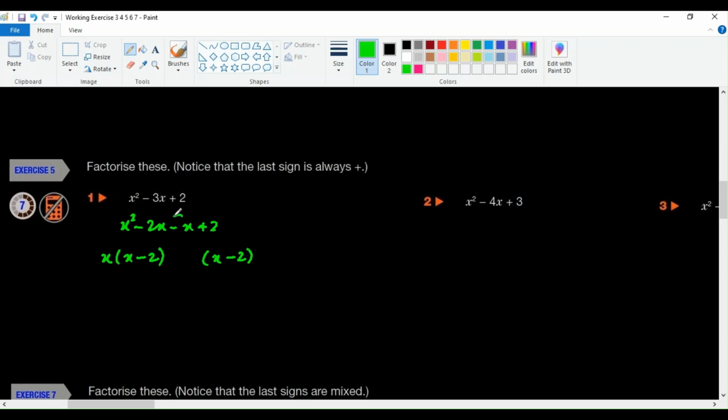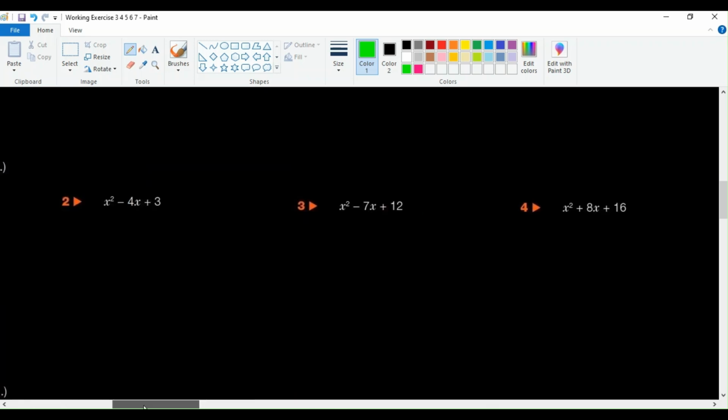Now look at third one. Third one is saying minus 1x. X you already have. When you multiply by minus 1, you get minus x. That means x minus 1 is the first factor and x minus 2 is another factor. So this is going to be the answer for this question. Moving on to the next question.